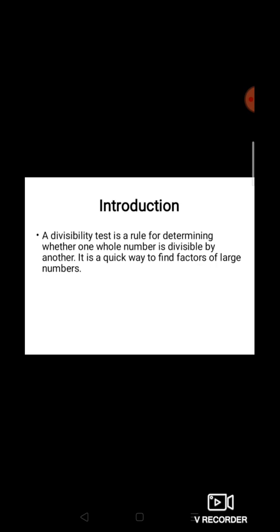It is a rule for determining whether a number is divisible by another number. We use it so that we can check large numbers very easily. Suppose we have a 5-digit number and we want to find out whether it is divisible by 3. If we divide by 3, it takes a lot of time. But by using a divisibility test, we can find out the same thing, whether it is divisible by 3 or not, in a quicker method. So now we will learn the methods.